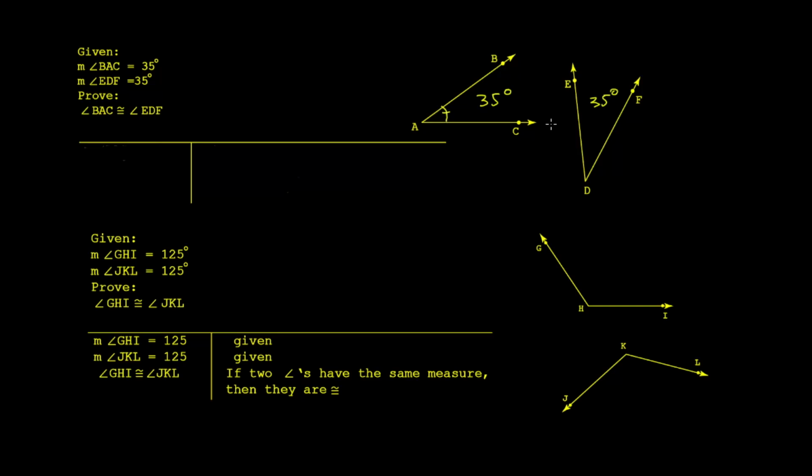A way of marking that, you could do something like this if you want. Angle BAC is congruent to angle EDF. If two angles have the same measure, then they are congruent. Now remember also, measures of angles are equal. Angles themselves are congruent. It seems very picky at first, but you can see these two angles are not in the same position. They're not equal. This one goes this way, that one goes that way, but they are congruent.